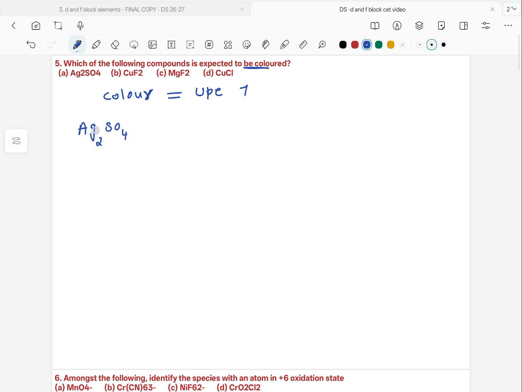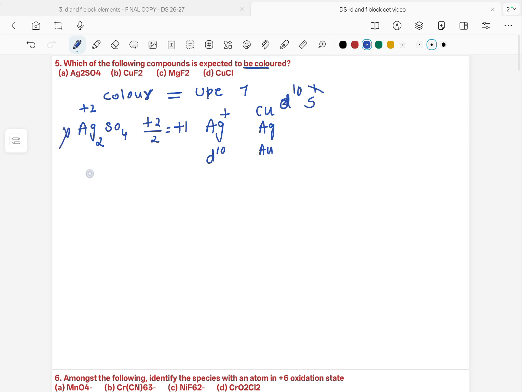The first option is Ag2SO4. Here silver exists in plus 2 oxidation state. As there are two atoms here, plus 2 by 2, that is equal to plus 1, meaning silver exists in plus 1 oxidation state. Silver belongs to the copper family Cu, Ag and Au, where they have d10 s1 configuration, and by losing one electron they get d10 configuration. So Ag plus is in d10 configuration, does not have any unpaired electron, so this cannot be colored.